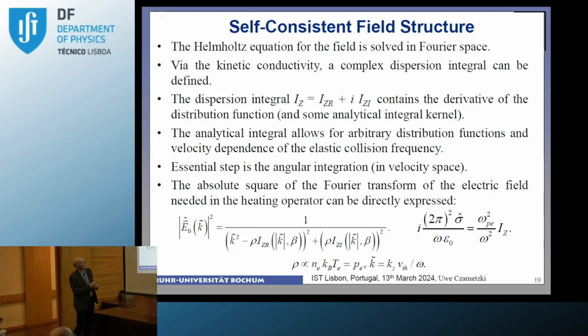There's one essential step in this, which we applied also to Landau damping and other things, because usually there are two assumptions made. If you think back of your basic plasma physics courses in Landau damping, you assume A, a Maxwell distribution, and B, either you assume there are no collisions, or if there are collisions, the collision frequency is again assumed constant. Neither is true here in our case. So the way out of it is, because everything depends only on the absolute velocity, we can do the angular integration. And that allows us to find explicit expressions. And then we can identify this absolute field here, and this is just the real and the imaginary part of this dispersion integral.